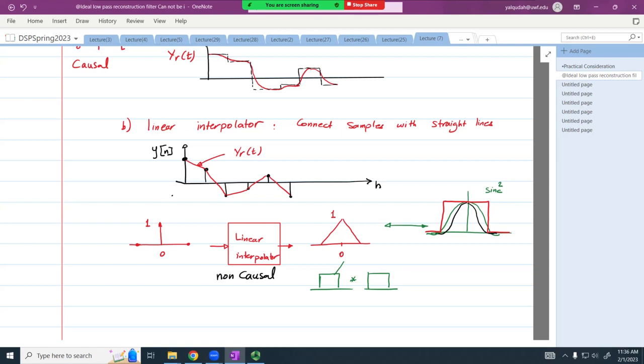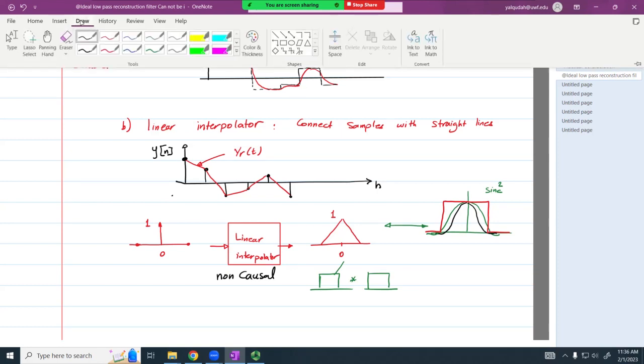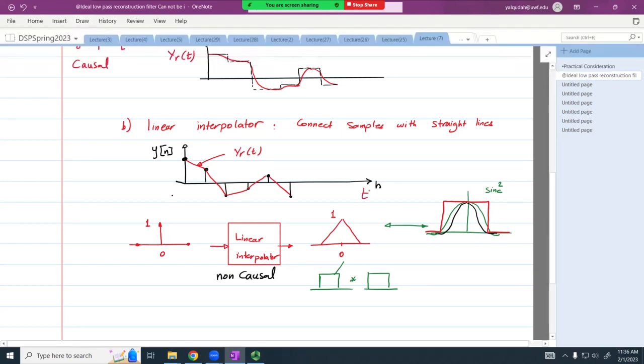But we're still digital here, right? This is digital. This is where we're trying to convert it to an analog signal. This is an analog signal now. This n is for the black, and for the red, it is t. Is that clear? With me?